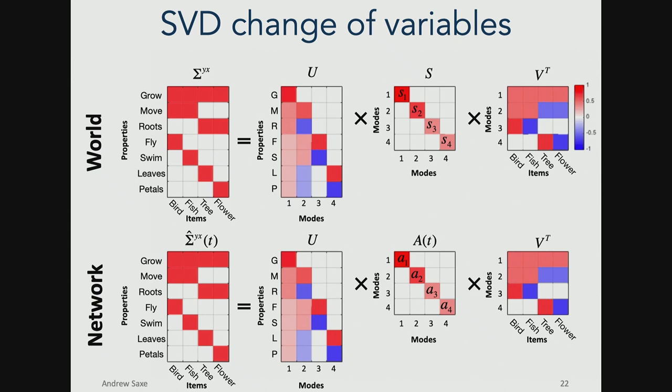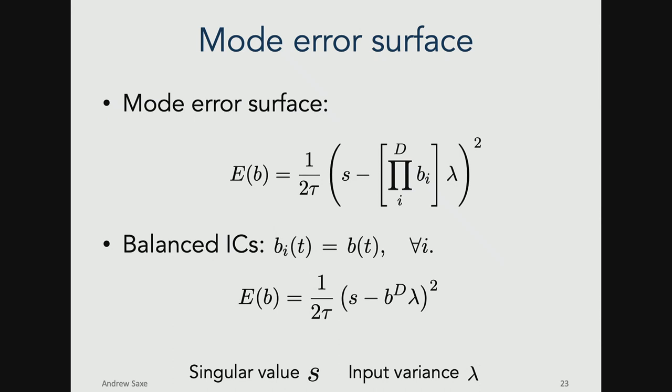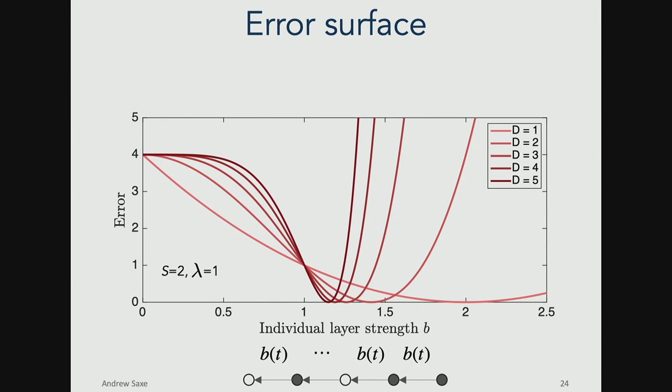All right. So we can zoom in in a little more detail and look at what happens in one of these 1D chains. If I add one additional assumption, which is that the effective layer strengths in each layer are approximately equal, then I can finally reduce things down to something simple enough that I can just plot exactly what these quantities are. So this is the error as a function of one of these layer strengths in this network, and as a function of the data set here, quantified by a singular value and input variance. And this is what these error functions look like for a variety of different depths.